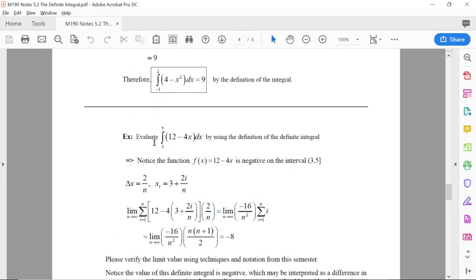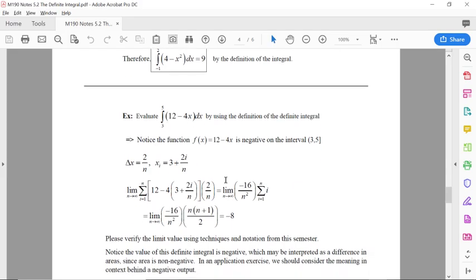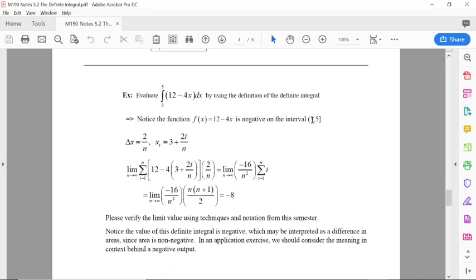All right, evaluate by using the definition of the definite integral. So we got the integral from 3 to 5, 12 minus 4x dx. Okay, I made a note here. If you graph this, and we'll take a look at the graph in a moment, it is in fact negative on this interval. For instance, if we plug in 4, I didn't include 3 here in the closed interval, because at 3, this is actually equal to 0, but it is negative within this interval. So if you plug in x equal to 4, you get 12 minus 16, which is negative 4. So the output of this function is going to be negative when we are on this interval here. So we would have to be careful not to interpret the answer specifically as an area.